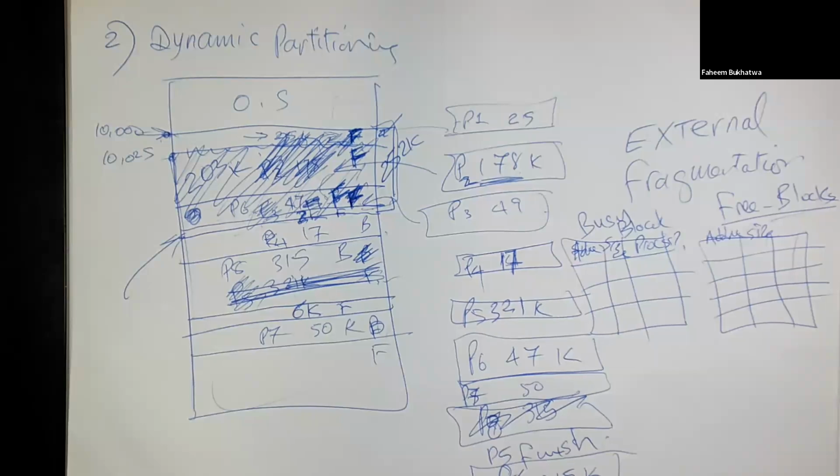Yeah, if we give a process that needs a certain size a bigger storage than it needs, then any extra space there, we call it internal fragmentation. How does external fragmentation happen?